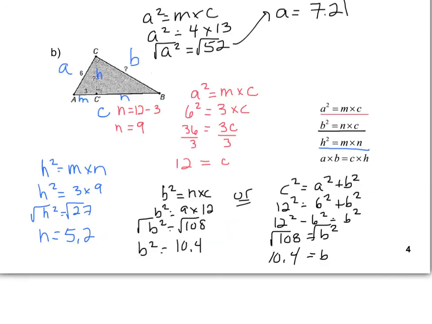Okay, so here are the solutions for finding b. I've provided both. This is if you use the formula b squared equals n times c, or if you use the Pythagorean theorem. You'll see that both give you the same answer. Oh, whoops, I noticed I made a mistake here. This should just say b. Okay, so please check your work. If you didn't get these numbers, try to find your mistake.